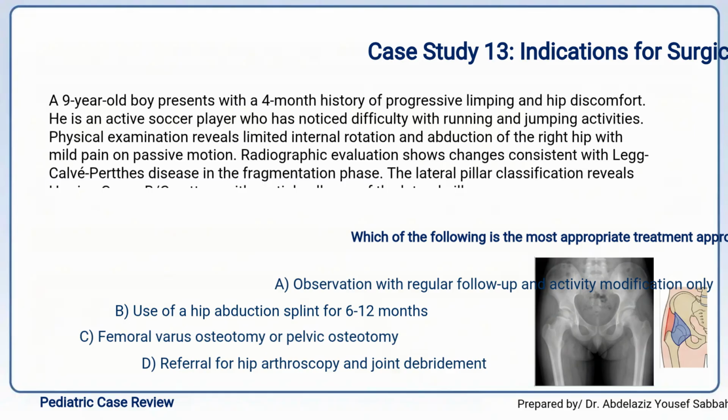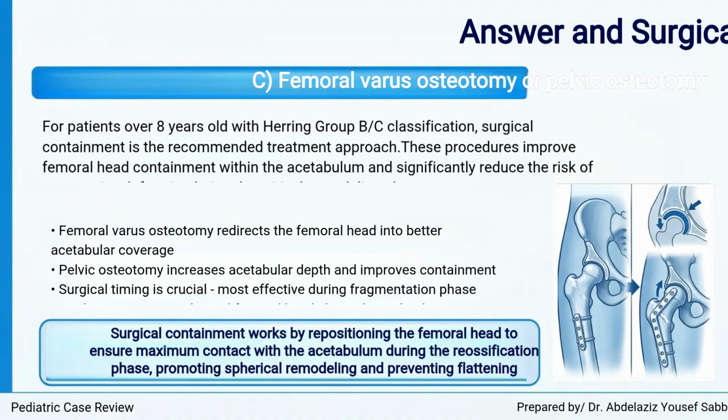Option A, observation with regular follow-up and activity modification only. Option B, use of a hip abduction splint for 6 to 12 months. Option C, femoral varus osteotomy or pelvic osteotomy. Option D, referral for hip arthroscopy and joint debridement. The correct answer is option C, femoral varus osteotomy or pelvic osteotomy.